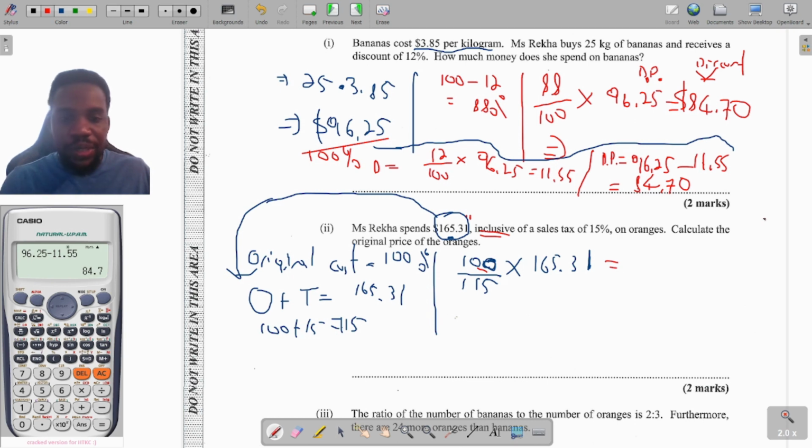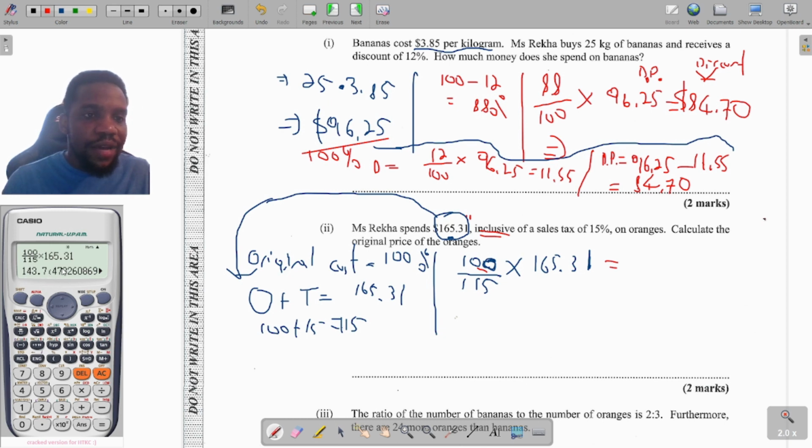Now, after doing that, there is pretty much nothing you have to do apart from use your calculator properly, right? So I'm going to have 100, fraction bar 115. All right, we go across and we multiply that by $165.31. All right, that gives me that. I press S to D, which means I'm going to put it in decimal. Okay, let's see what happens here. I have $143.74. All right, good. What am I going to do?